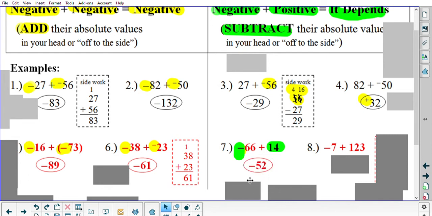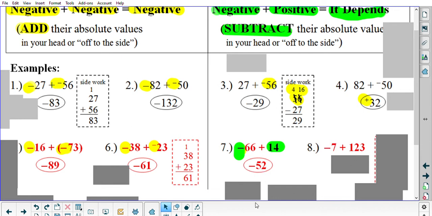Now, why is the answer negative? You have to ask yourself which of the two numbers on the original problem had the bigger absolute value. Well, that would have been the negative 66. And that's why the negative wins, so to speak. And the final answer is going to be negative.